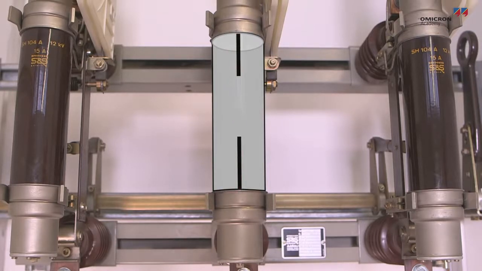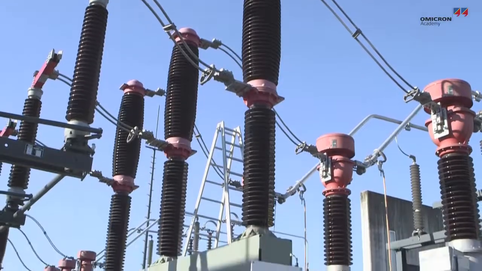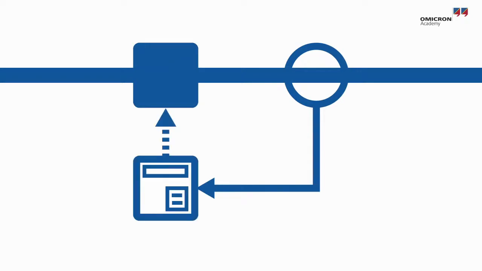Fuses can only be used once, and the maximum current that a fuse can interrupt is limited. Thus, fuses are only used in low-voltage systems and in some medium-voltage systems. High-voltage systems use a protective system consisting of circuit breakers, current transformers, and protective relays instead.